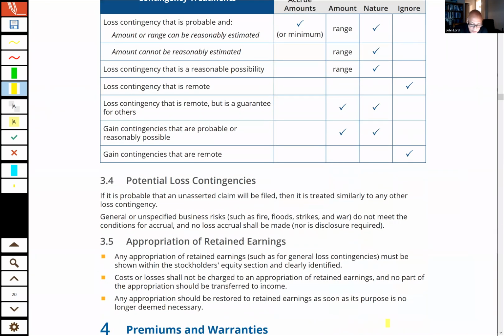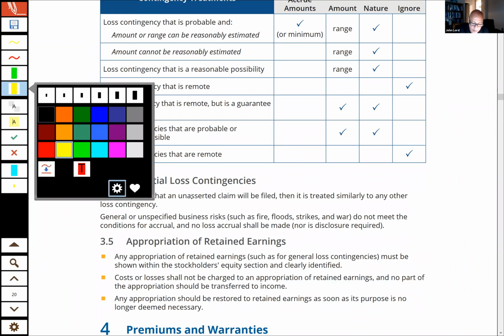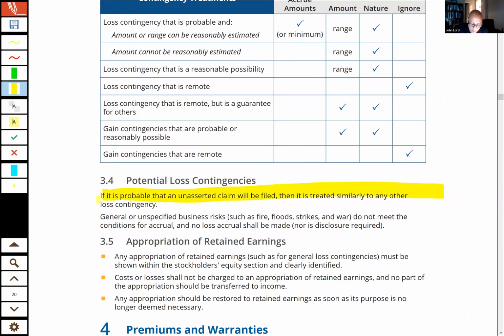Come over and take a look at the next potential loss contingency. If it is probable that an unasserted claim will be filed, we still follow the same rules and have to figure out the probability of an unfavorable outcome. If it's probable, book. If it's reasonably possible, disclose. If it's remote, you don't have to do anything. The only thing there is we don't have to tell our auditors about the unasserted claim, since we haven't been sued yet.